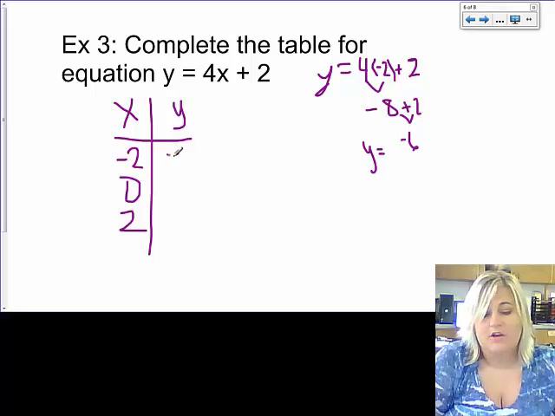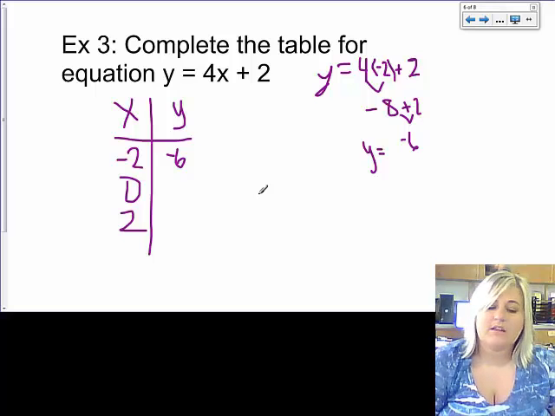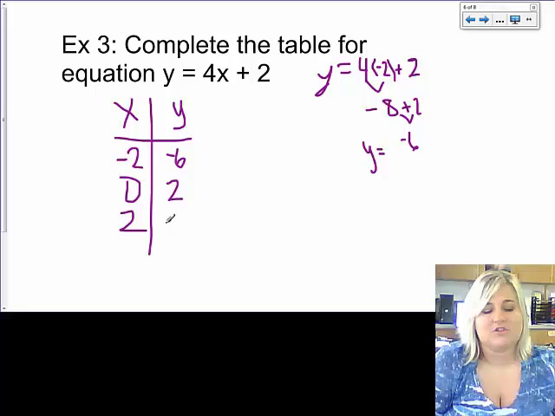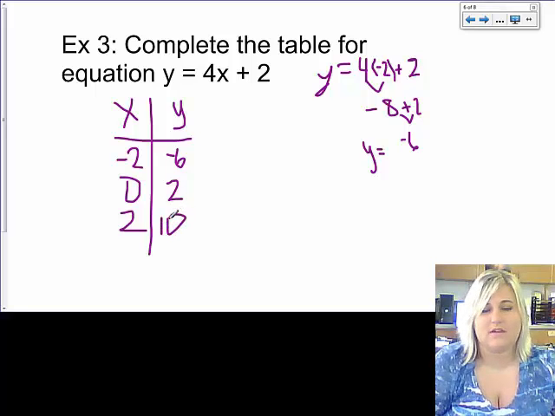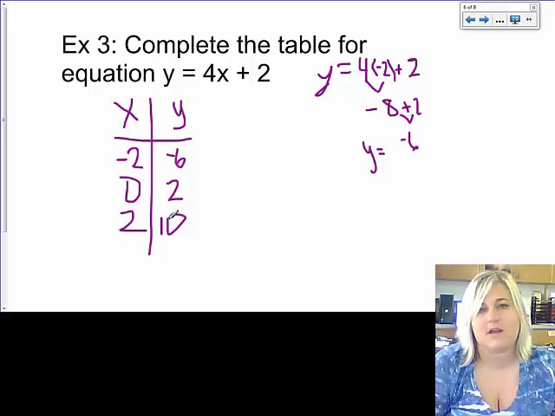I want you to go ahead and pause and find the output values for 0 and 2. Okay, whenever you plug in these two things, you should have found that whenever x is 0, y is 2, and that when x is 2, y is 10. If you did not find those numbers, look back and see what you could have done wrong, and if you can't figure it out, please come and ask me tomorrow in class.